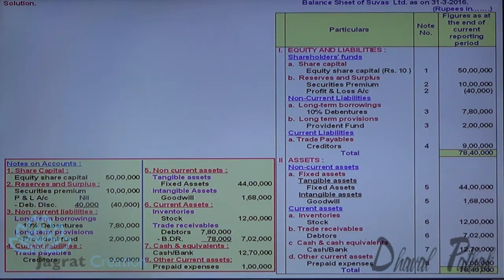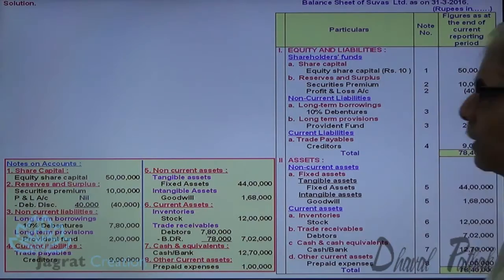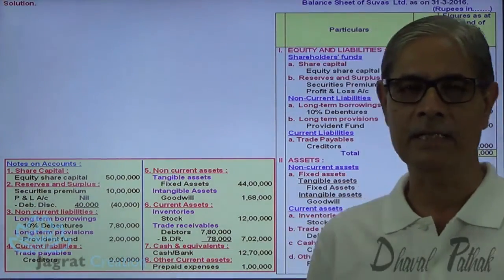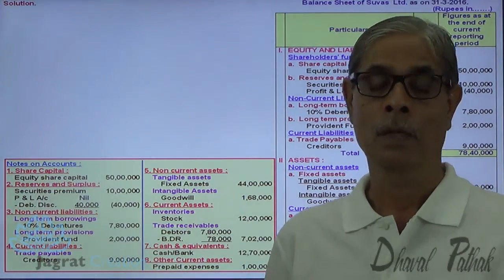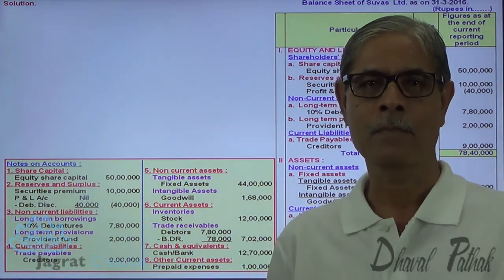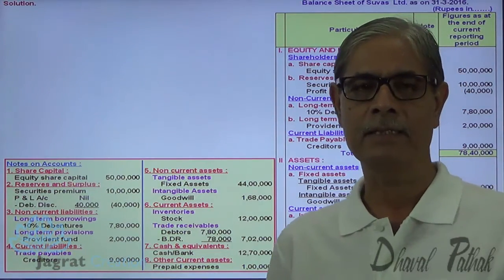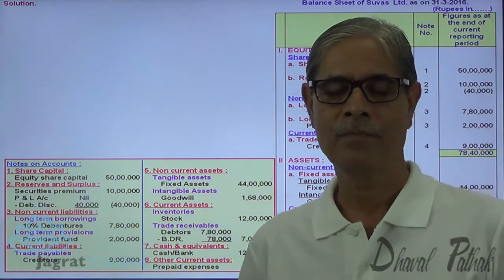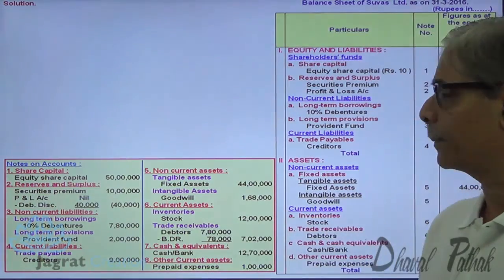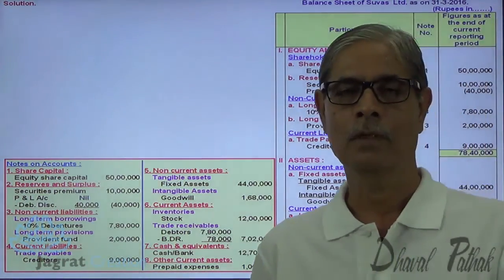Now, I have prepared the balance sheet. This is notes on accounts. I have already recorded journal entries here before you. This is an important sum from the examination point of view. So many points are covered in this sum. I think that you have followed all these concepts. Thanks to all of you.